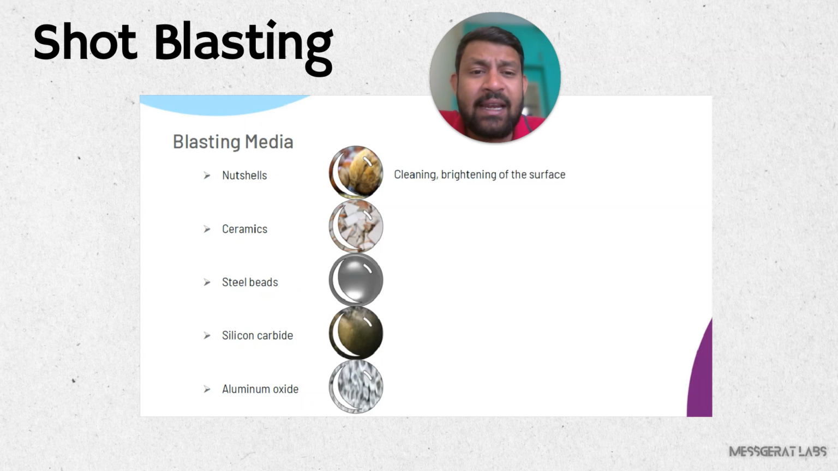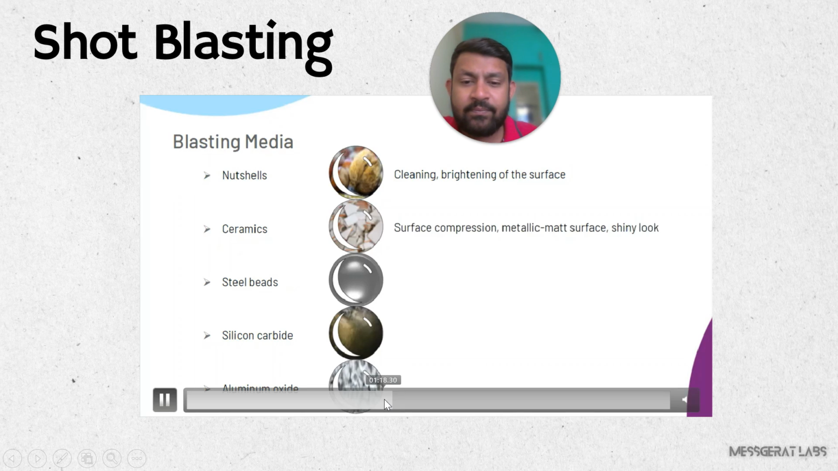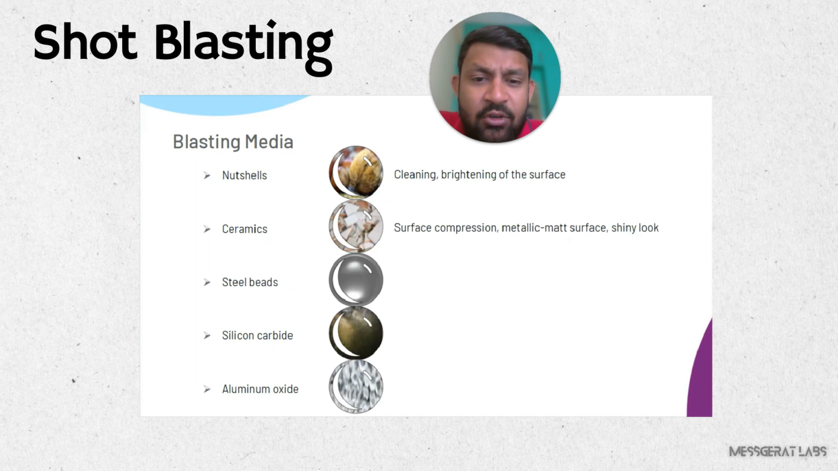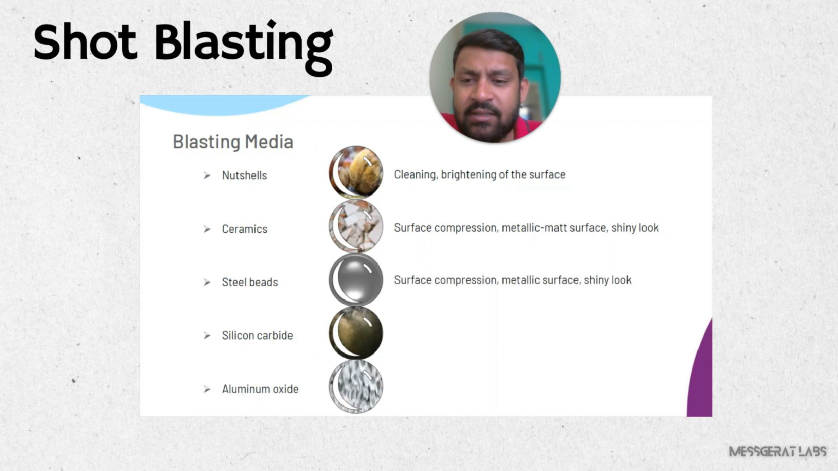It helps in cleaning and brightening of the surface, whereas ceramics are used for surface compression and providing a metallic matte finish, a shiny look to the component. We will have a look at a few of the samples after this. Steel beads. Now steel beads are again used for surface compression.